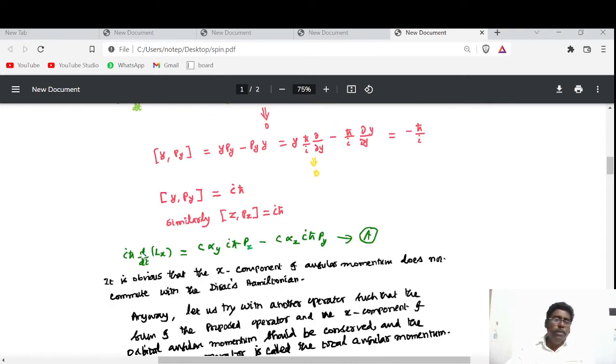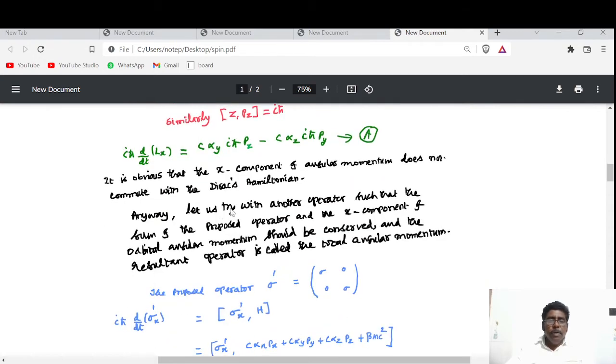See this equation. If Lx is a constant, the differentiation of a constant should be equal to 0. But we are having Cαy iħ Pz minus Cαz iħ Py. The right hand side not equal to 0, which means that Lx is not a constant. The x component of orbital angular momentum does not commute with the Hamiltonian.